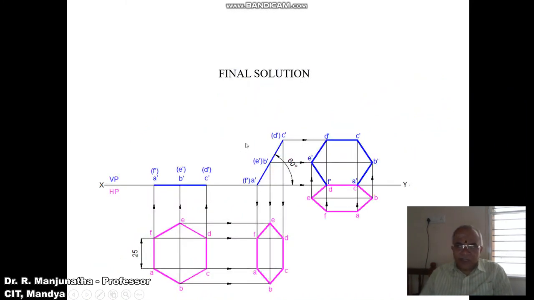Now we will go to write the solution in the sketchbook. To do that, first we will draw an XY line with a thin line, and you mark XY and VP and HP. So first I need to construct the hexagon such that one of the sides has to be perpendicular to VP or perpendicular to the XY line in the top view.